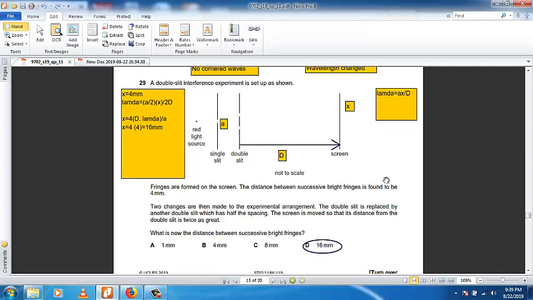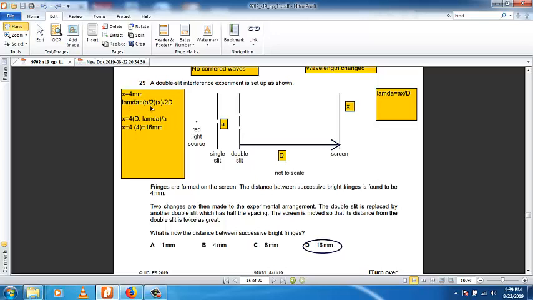The double slit is replaced by another double slit which has half the spacing. The screen is moved so that the distance from the double slit is doubled. So that's D, the distance; that's x, the consecutive bright fringe distance; and that's a, the slit spacing. So we know that lambda is equal to ax over D. Initially x equals 4.